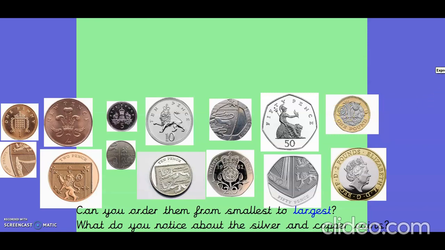What do you notice about the silver and copper coins? I can see 2 copper coins here. And then it goes on to silver coins. What do you notice? I've noticed that the copper coins are the least amount of money. So we start with the copper coins with our 1 penny and 2 pence, which are the least amount of money. And then when it increases, when it gets bigger, a larger amount of money, we move on to our silver coins and then our gold and silver coins as well.